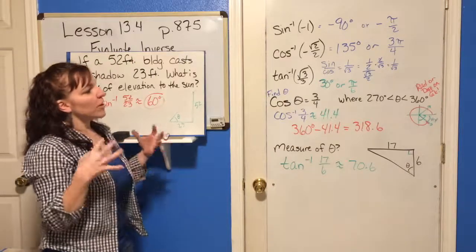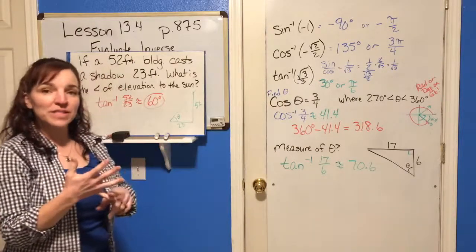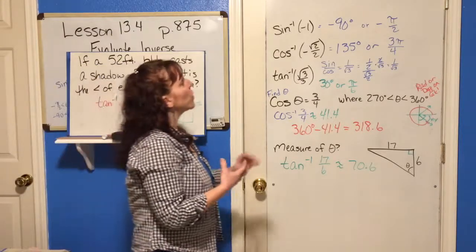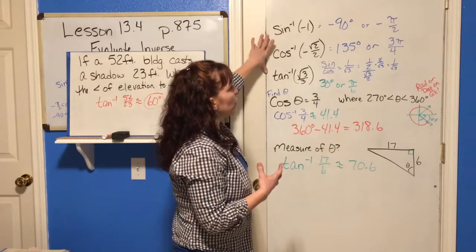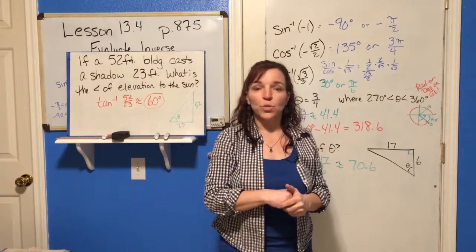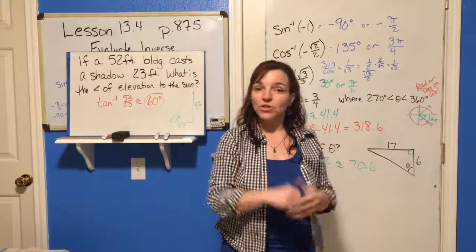All right, so make sure that your calculator is in the correct measurements, either degrees or radians, depending on what answer is called for. And then make sure that you are using the correct quadrants in your unit circle when you do those without your calculator.